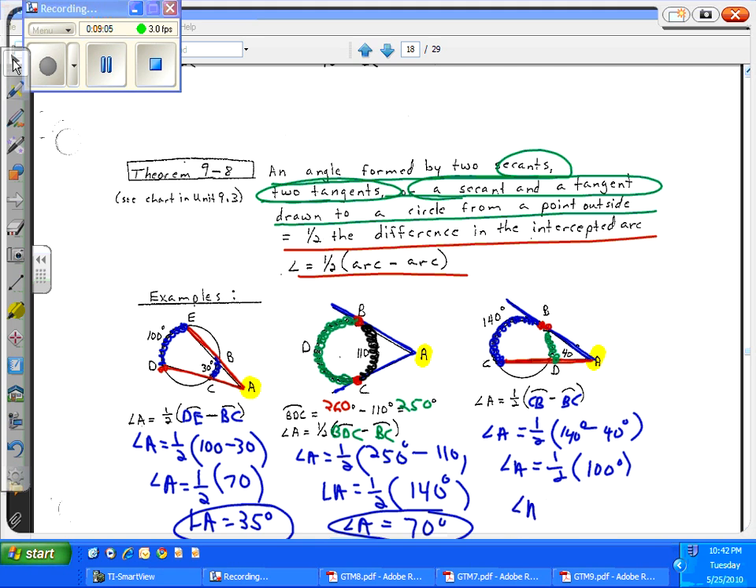I'm having trouble writing. And so angle A is 50 degrees. Okay?